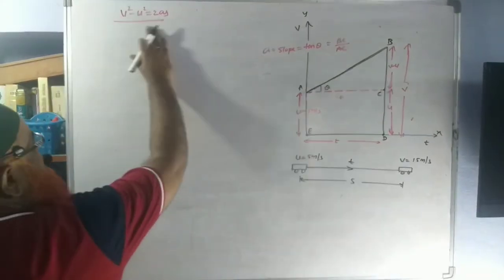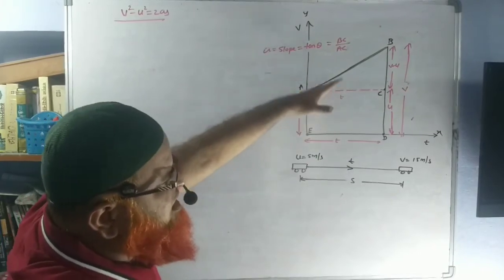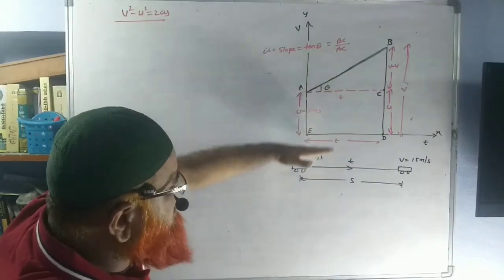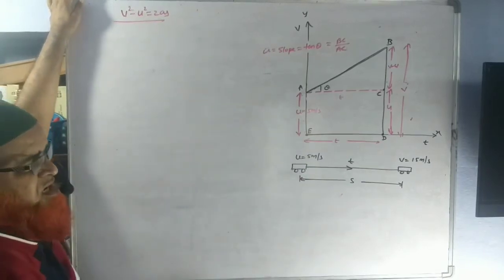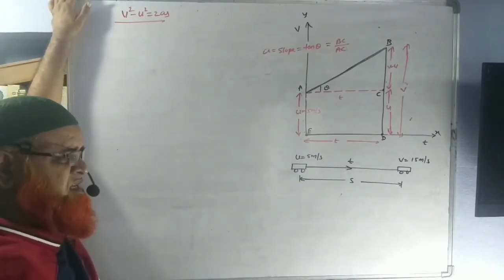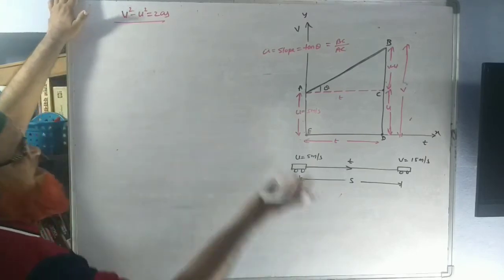So this is the fourth equation of motion we are deriving with the same graph which was discussed in the previous case. So we have derived the first equation of motion, second equation of motion. Now we need to discuss the third equation of motion. The same concept we discussed in the second equation of motion, we are discussing here also, but slightly the method is different here.